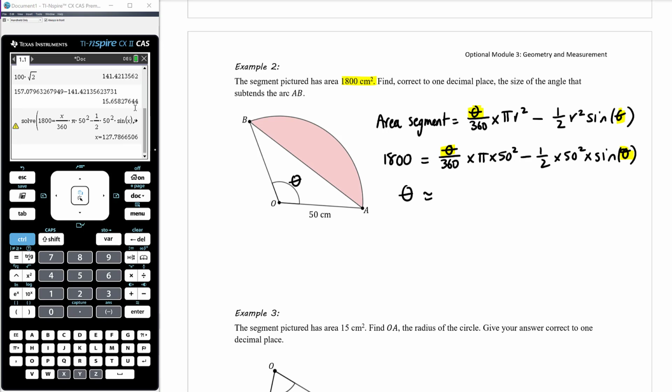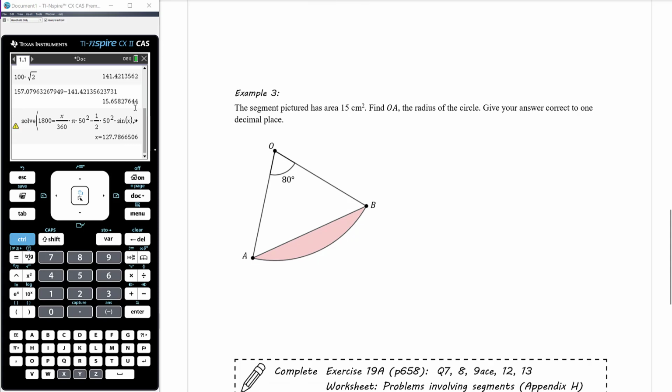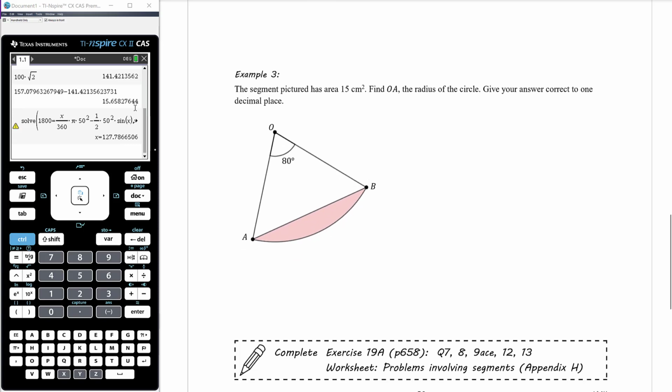And so we find that it's not x in terms of what we write on the paper. Theta is, and we want our angle to 1 decimal place, approximately 127.8 degrees. Alright, and example 3, the final example. The segment pictured has area 15 centimetres squared. Find OA, the radius of the circle. So this time it is the radius that's unknown. We know about the angle and the area.